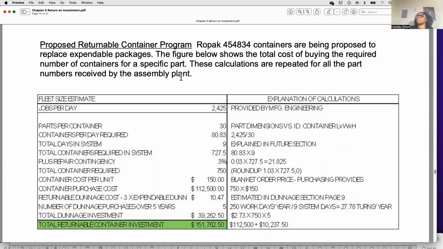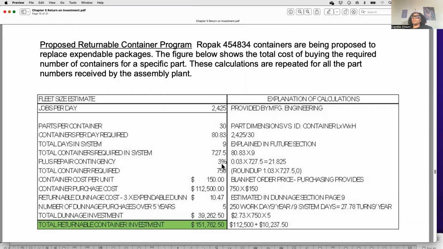Okay, so this is an example of a proposal. You can see the total cost of buying the containers, and then they do the same thing for all the part numbers. So you'll see, for this one, parts per container 30, 80.83 required, number of days in the system 9, total containers 7.27 or 728. I'm going to round this up.